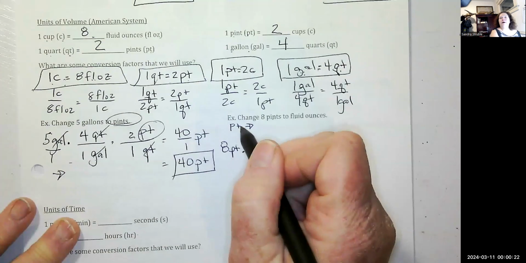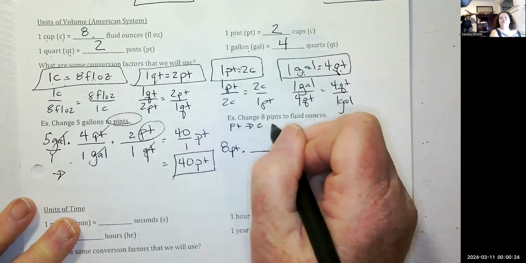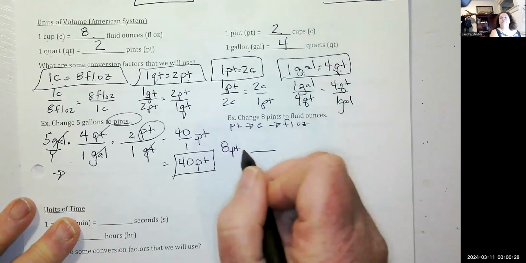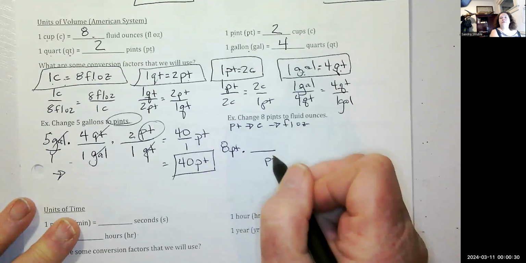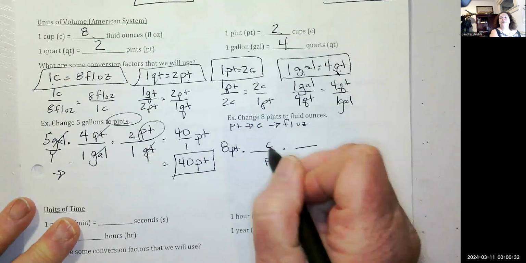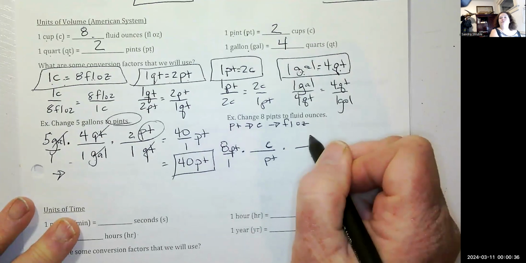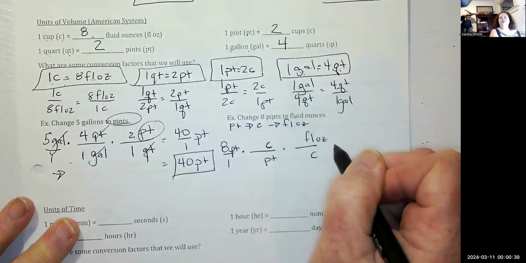So we're going to start off with pints. Then we're going to go to cup. Then we're going to go to fluid ounces. All right. So pint to cup. And then cups in the numerator. So this is number 1. Cups to fluid ounces. All right.